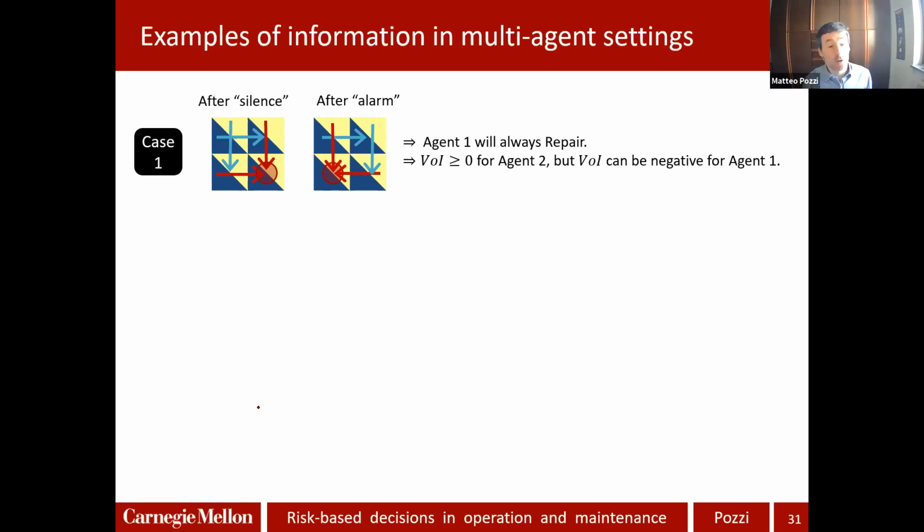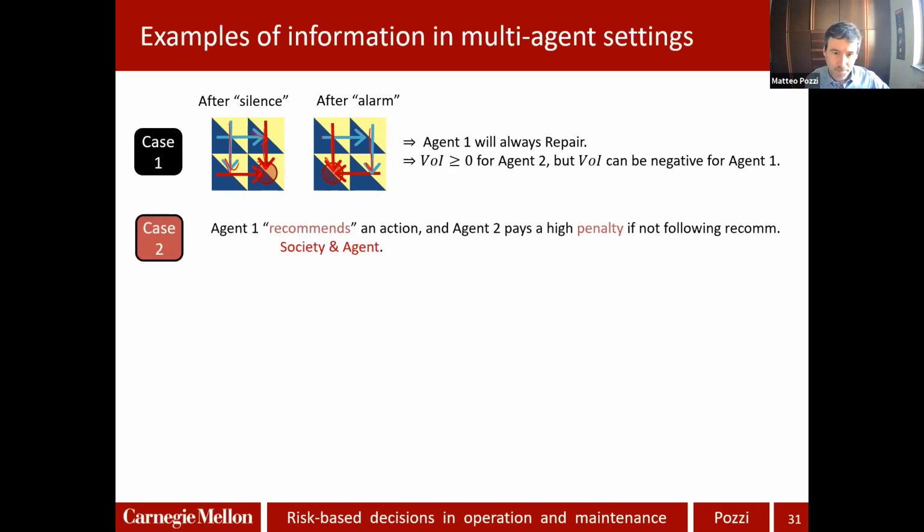A very simple case that you can think of is like this. Say that these arrows are pointing in the same direction. No, sorry. The vertical arrows are pointing down after the alarm, after the sign. So no matter what the sensor does, agent number one will always repair. If that is the case, it can be proven that for the other agent, agent number two, the value of information will be non-negative, but for the first agent, who will always do the same thing, it can actually be negative.